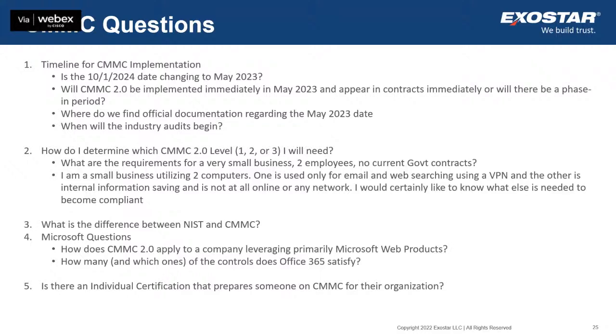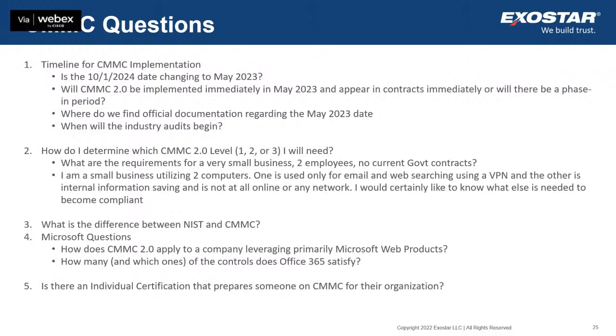We had quite a few around the timeline. I'm not quite sure on the first question what the 10/1/2024 date was. The May 2023 date is what I hear today. And the only other date I hear about is March of 2023, when the interim rule will be published. So you've got the interim rule coming out in March of 2023. That then has a 60-day comment period. And then you've got the actual rule showing up in contracts in May of 2023.